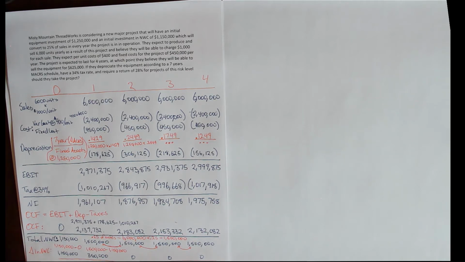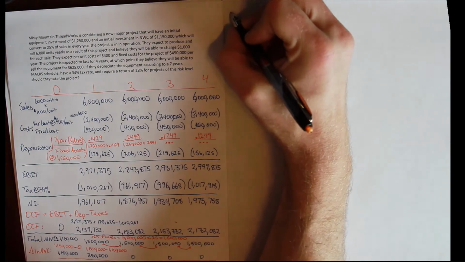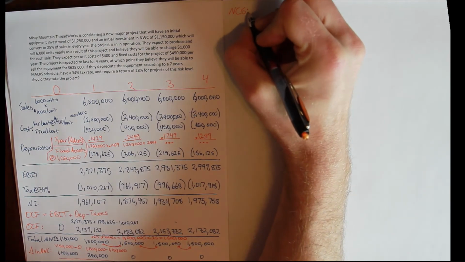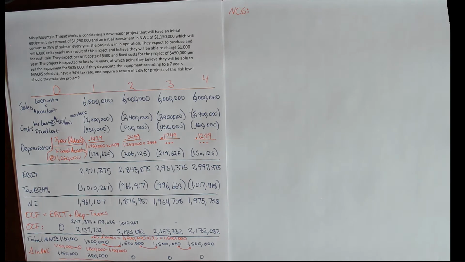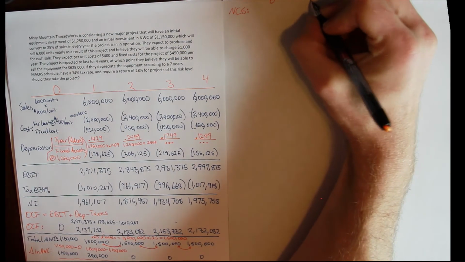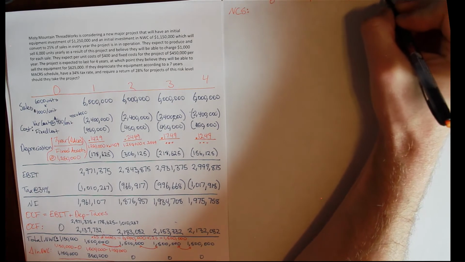Now the next thing that we're going to look at, the next item in the cash flows from assets, is called net capital spending. And net capital spending is simply the investment in fixed assets. So what we want to do is look at, did we make any fixed asset investment in the project? And where did we do it? Let me rewrite my timeline up here.